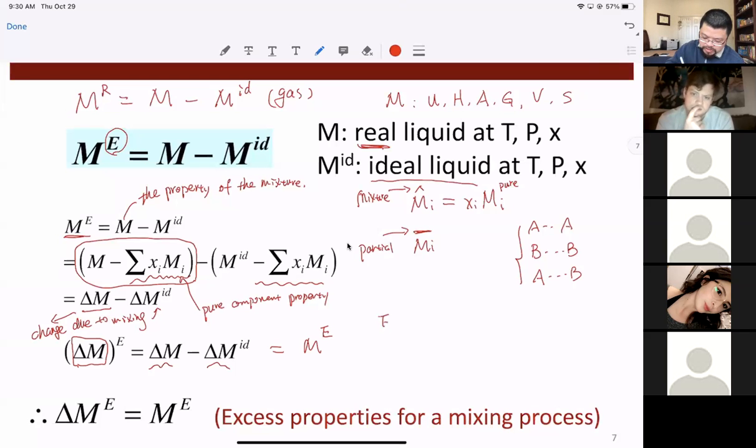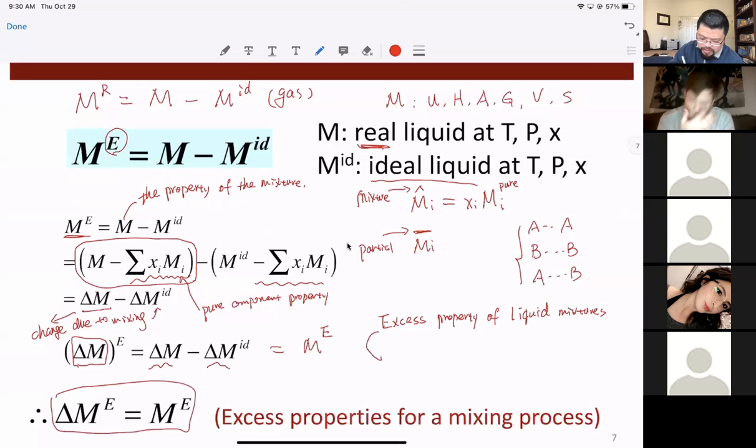So this is excess property of liquid mixtures. And from this equation, we actually understand that that is connected, or it's expressed by the mixing process.